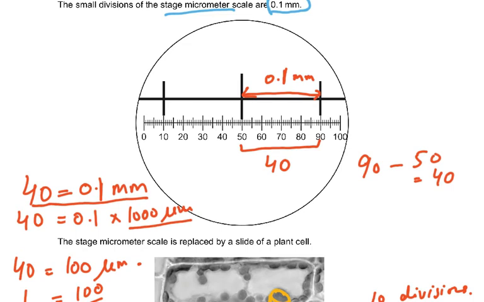So the one with these bold lines, which I'm just going to color in green, these bold lines and which is the unit, this is the stage micrometer.